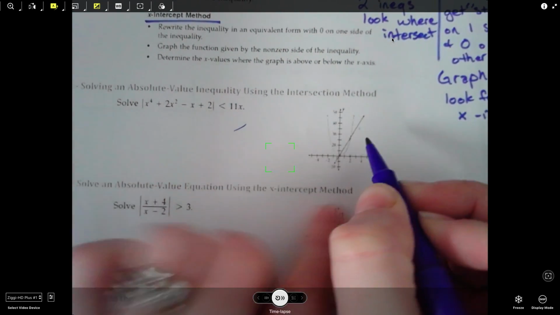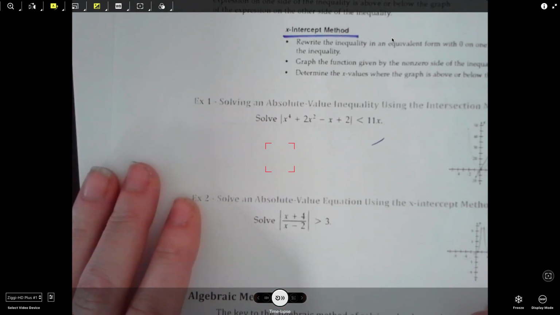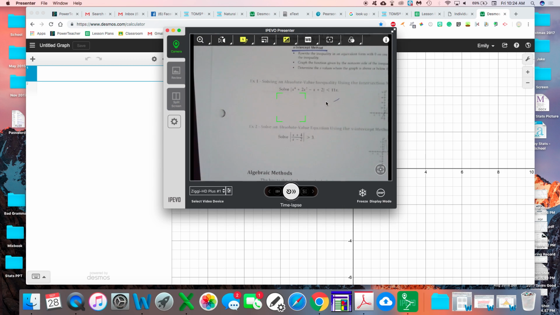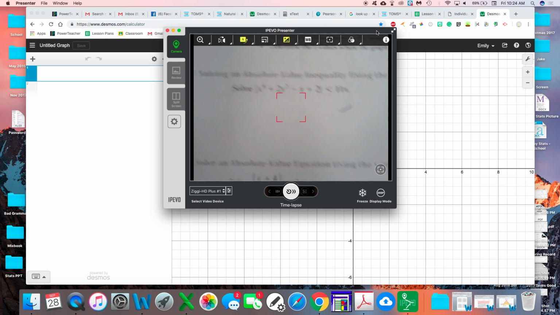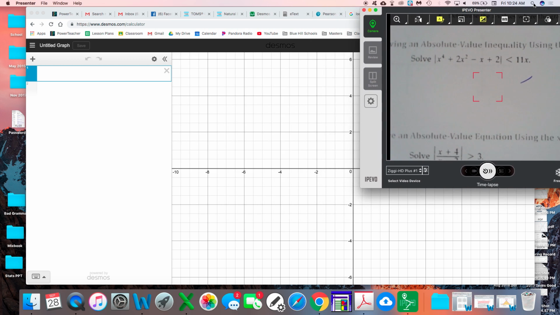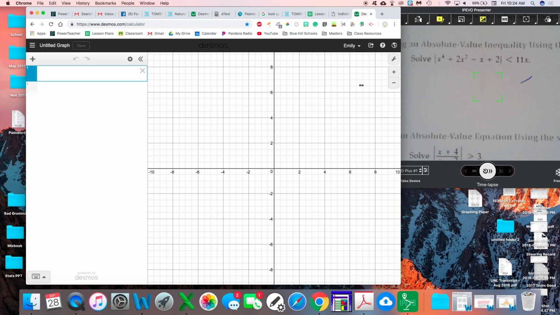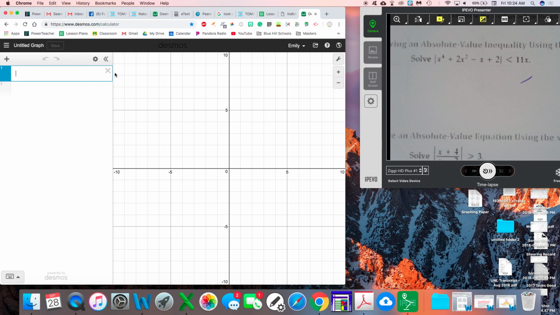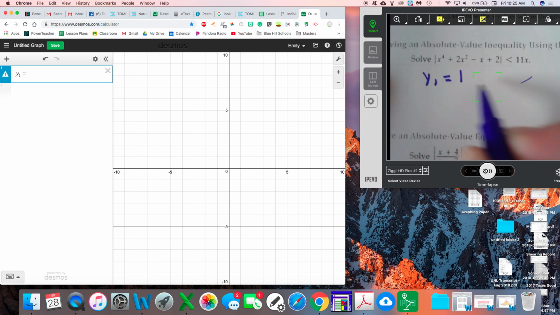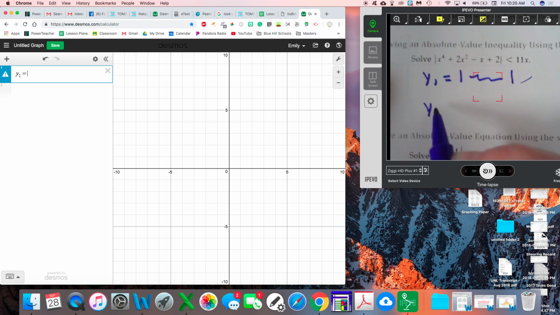And I've given the graph over here, but I'm also going to graph this on Desmos so we can see this a little easier because I can't do the points very well. Okay, I'm going to zoom in. There's my equation. On Desmos, we've got a y1 and a y2. When you write this in here, you're going to put an equal sign. I'm going to do y1 equals the absolute value stuff, and y2 equals 11x. That's the way I set this up. We'll worry about the inequality in just a second.